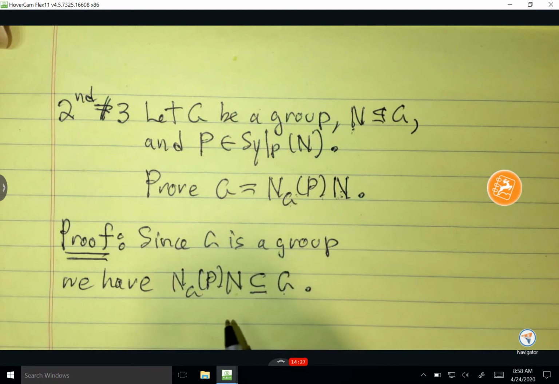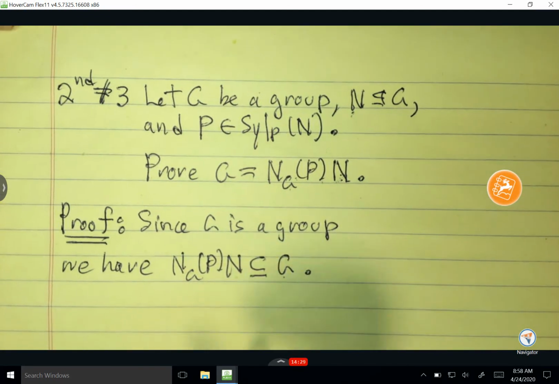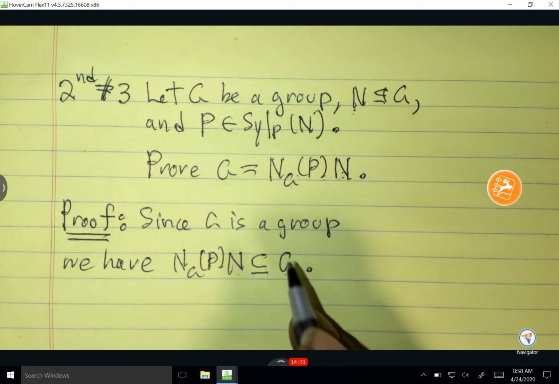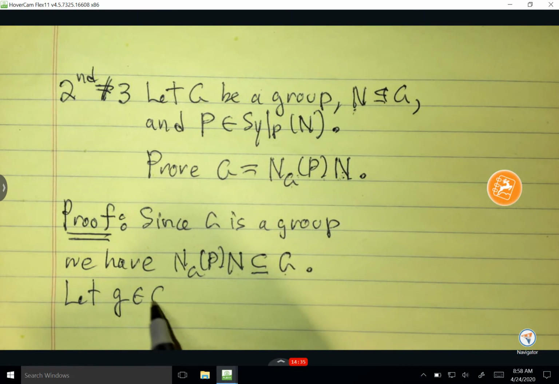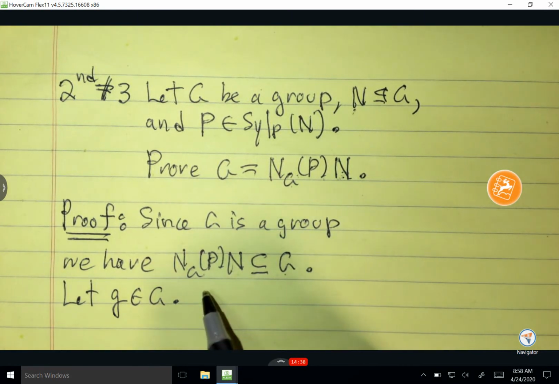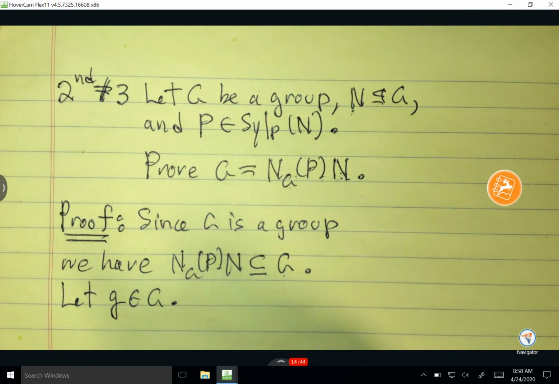Then we'll have the other inclusion and the proof will be done. Okay, so I'm going to take a random element of G. I'll call it little g. Let little g be in G. And now we have to trap it in this product. Can you trap stuff? I can. Okay, anyway, so we have to trap it.